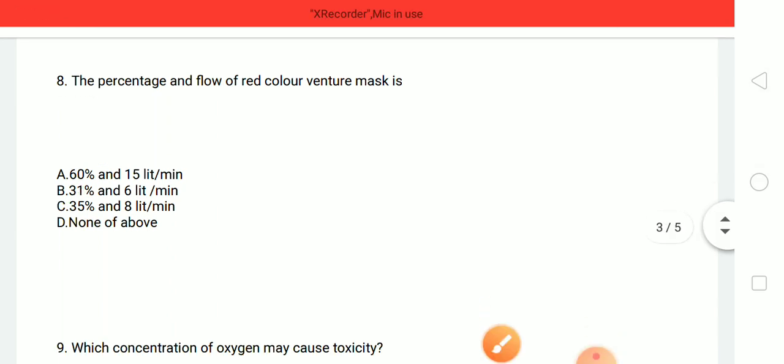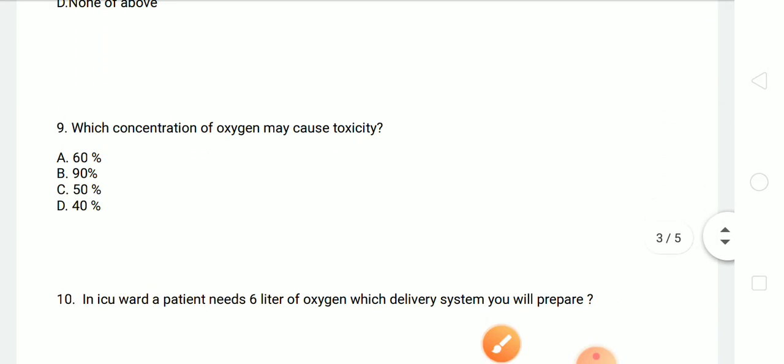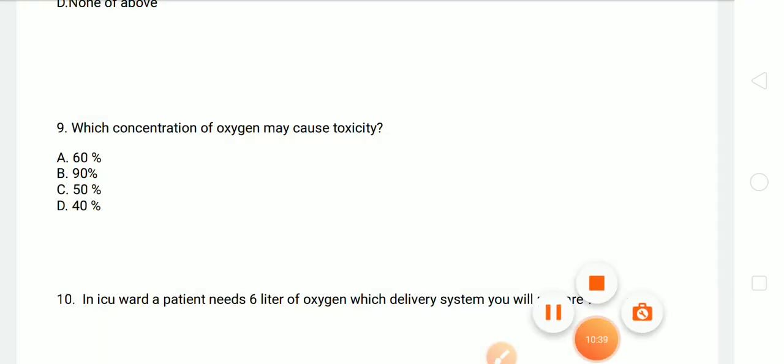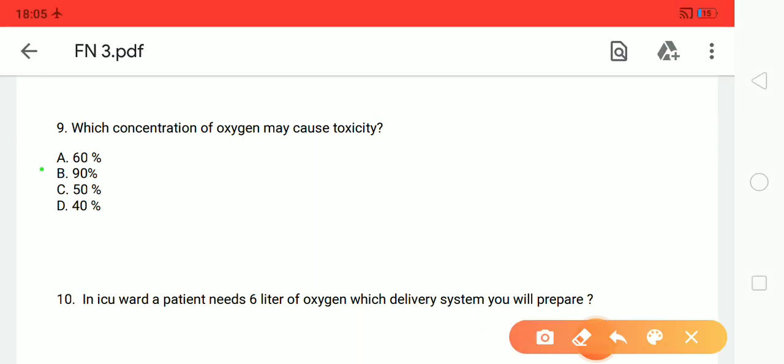Okay, the next question, which concentration of oxygen may cause toxicity? Question number 9. The correct option is 90%. 90% oxygen concentration may cause toxicity if used for a few days. 90% oxygen is a very high concentration and may be toxic.